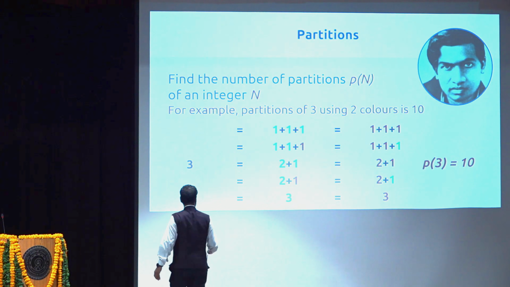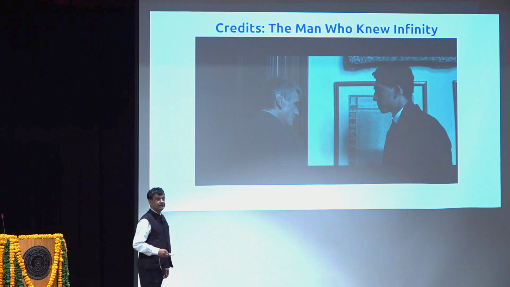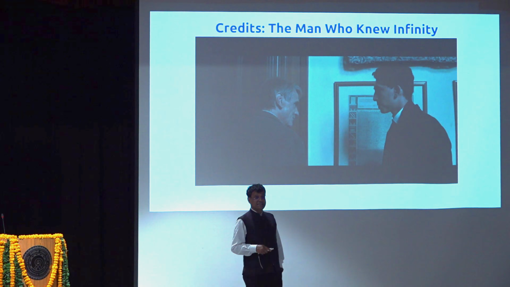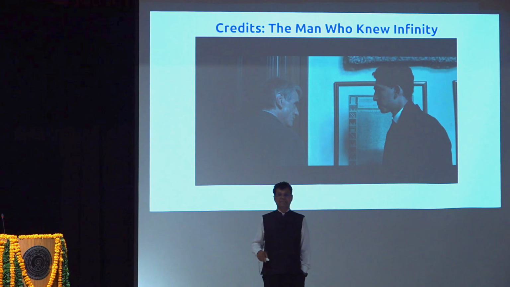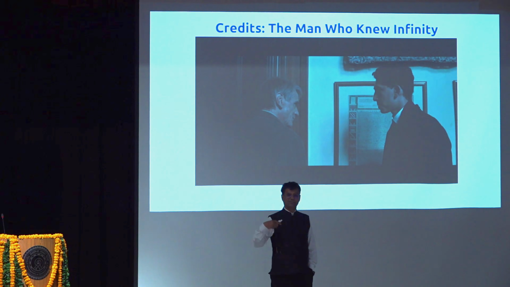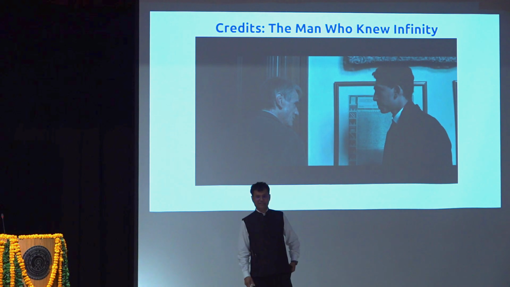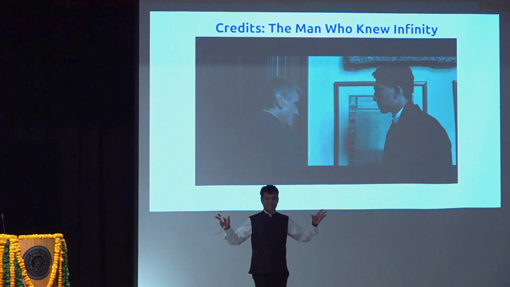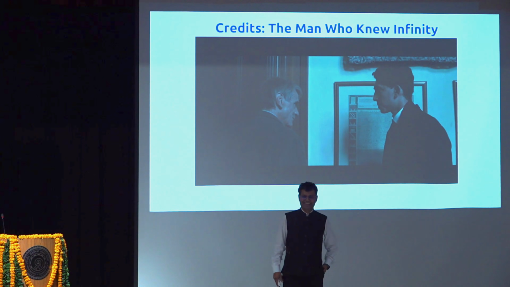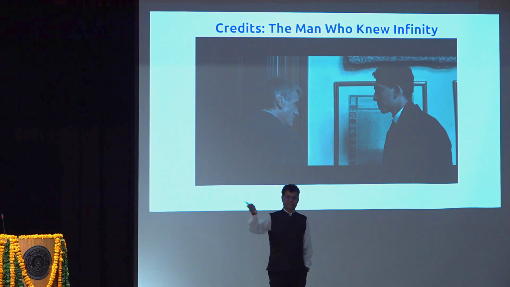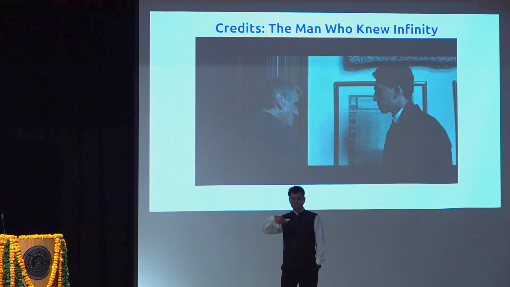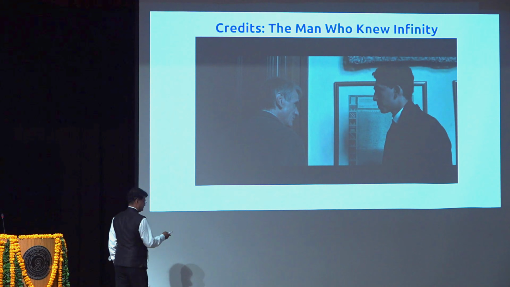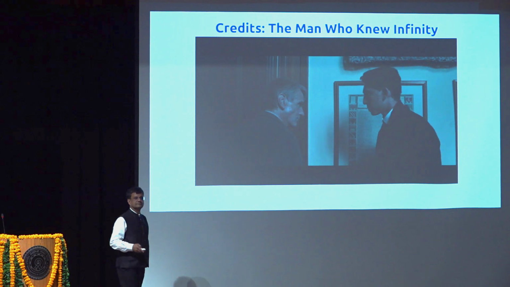Now you can switch off the light. This is a movie clip from the movie The Man Who Knew Infinity about Ramanujan. This is where Ramanujan goes to meet Major McMahon, who is a very famous combinatorial mathematician, also kind of a bit racist, as you will see. He sort of has a very dismissive attitude towards Ramanujan.